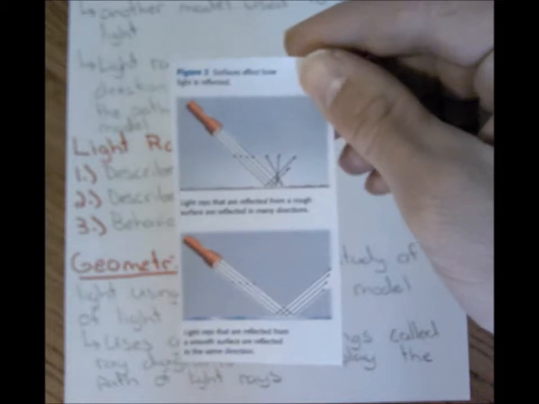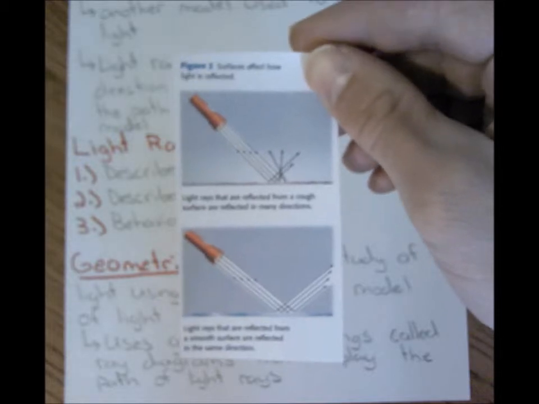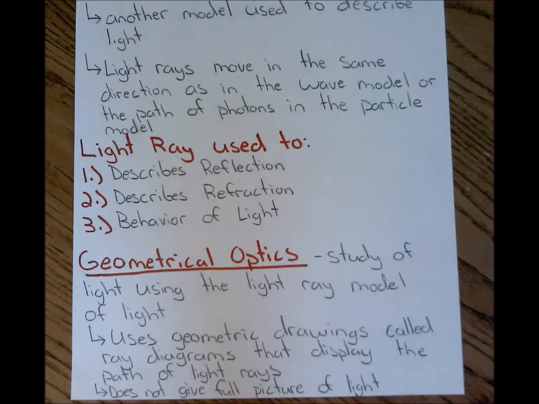Unfortunately, it does not give a full picture. Again, it's important that we have this light ray model of light, but it doesn't give a full picture, and that's why we have to use multiple models to describe the true behavior of light.